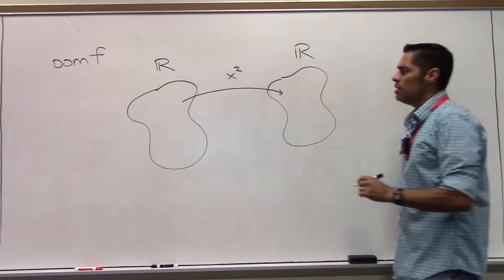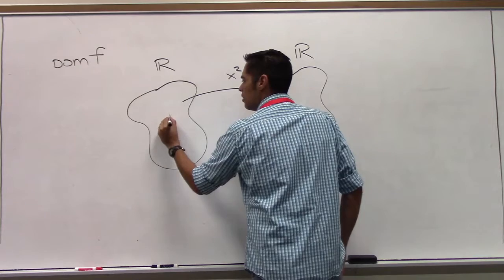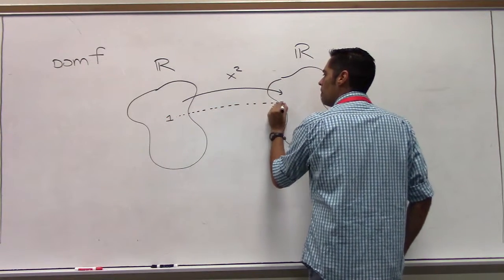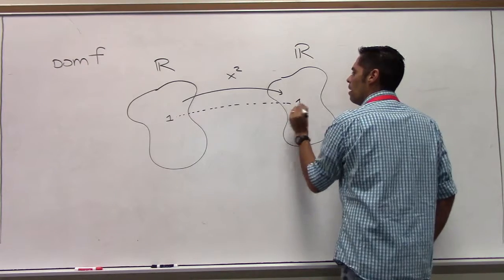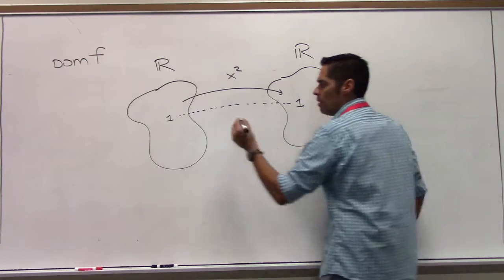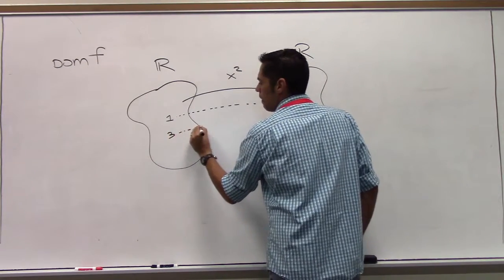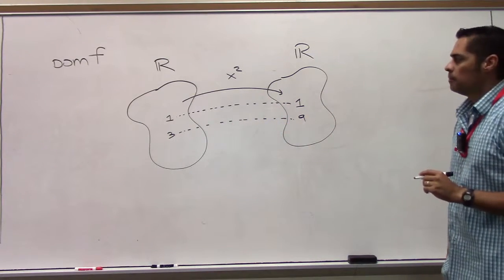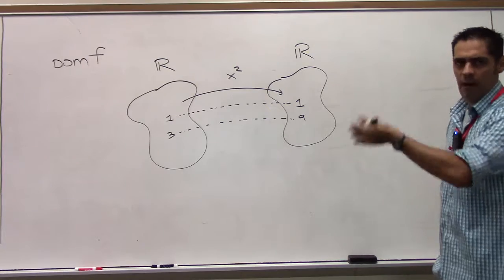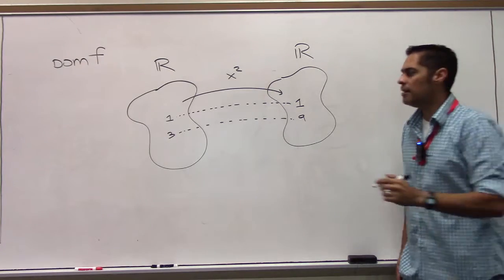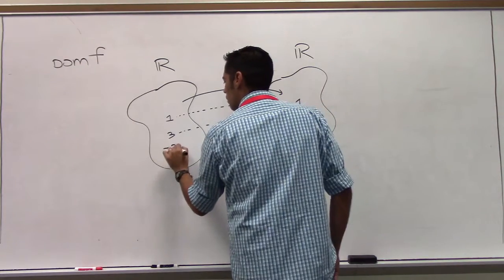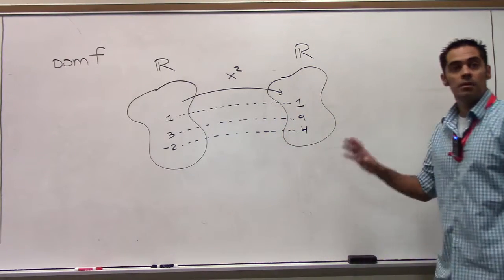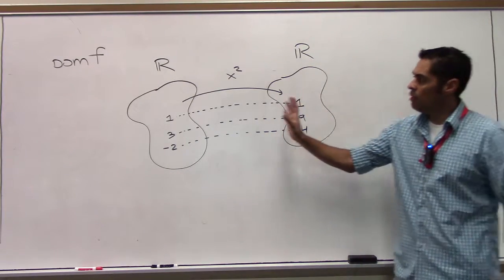So where would the number 1 get taken to? 1 squared would come out over here, and that would become 1, right? Where would 3 go? 3 would go to 9, right? 5 will go to 25. Where would negative 2 go? 4. Okay.